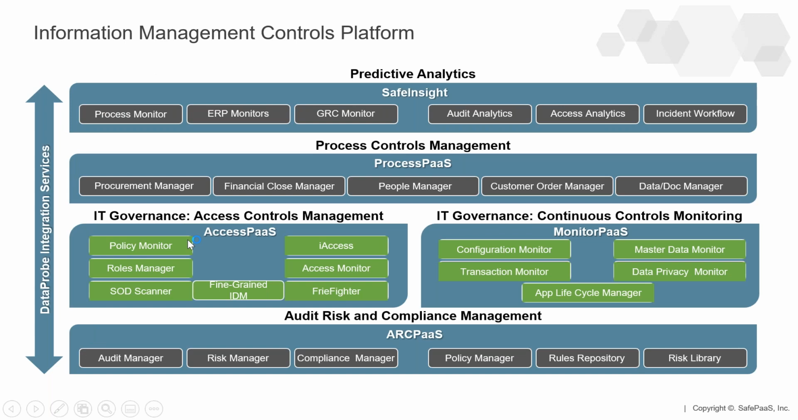I've highlighted the controls that our customers frequently include in their cloud implementations. They're highlighted in green on my screen. Under Access Pass, they typically select Policy Monitor and Roles Manager. Policy Monitor will help them make sure that whether you're doing a lift and shift or a SaaS application, we support all those cases, you're able to enforce the same policies you had on premise, right?